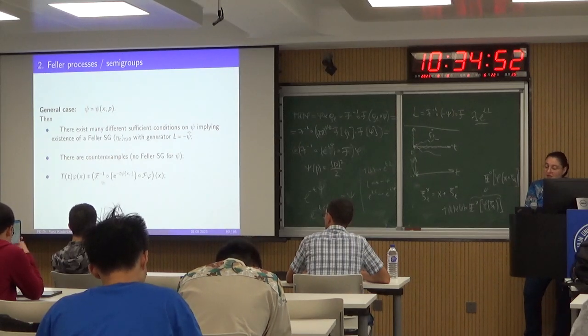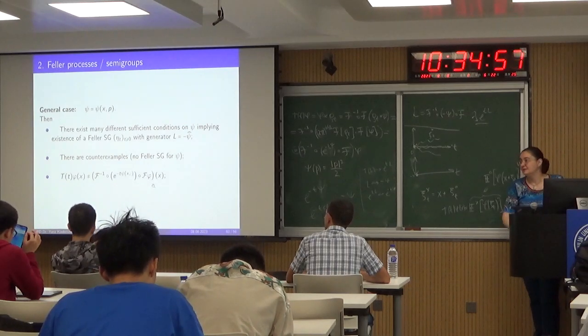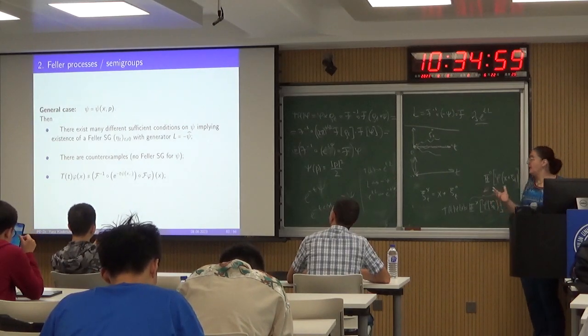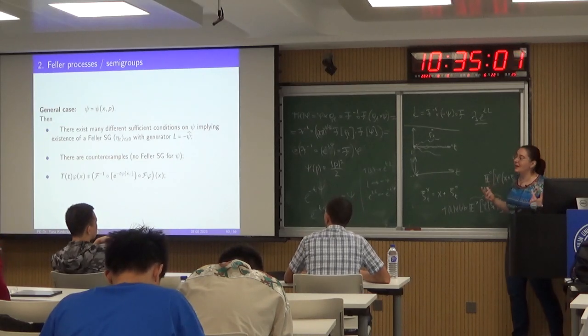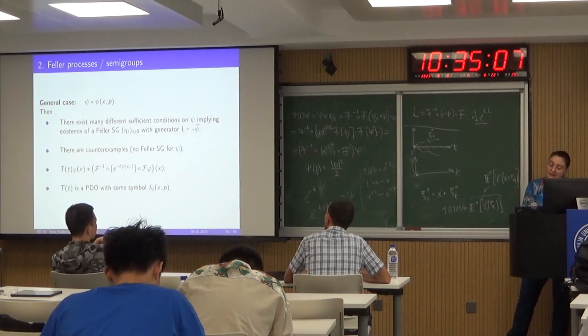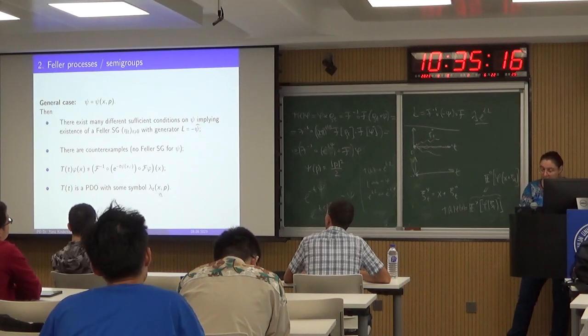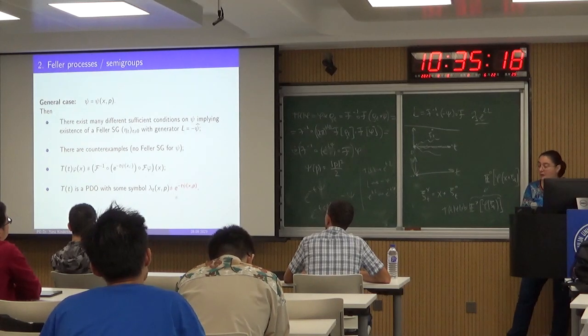Moreover, the operator which stays here doesn't have a semigroup property. So even if we obtain the existence result for the semigroup, we don't know how it looks like. Nevertheless, we know that this is still a family of pseudo-differential operators with some symbol, but the symbol is not as we had before.